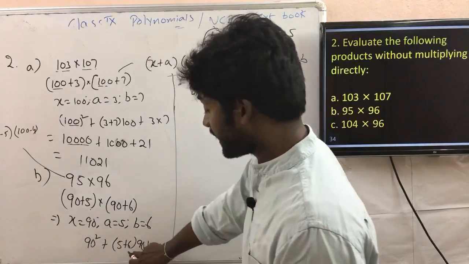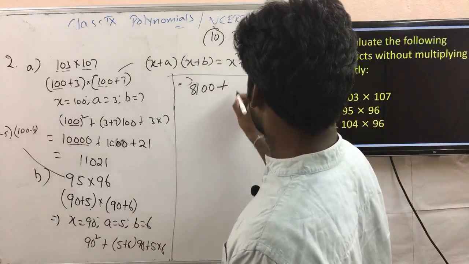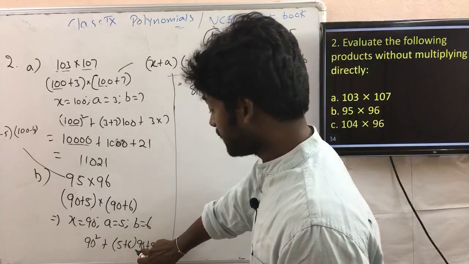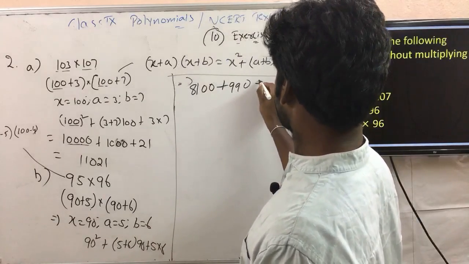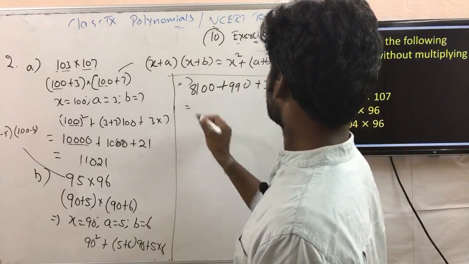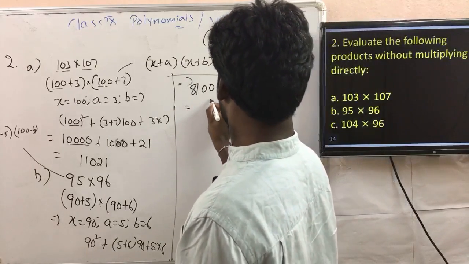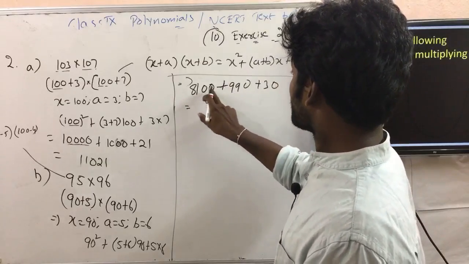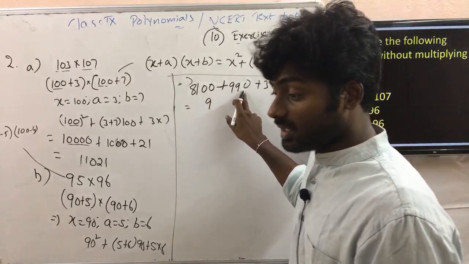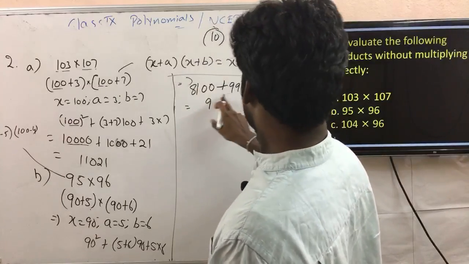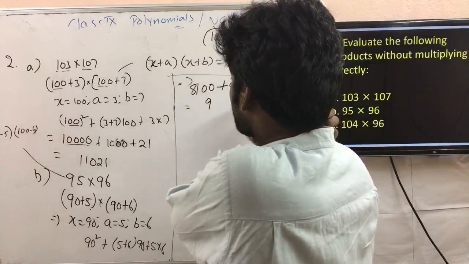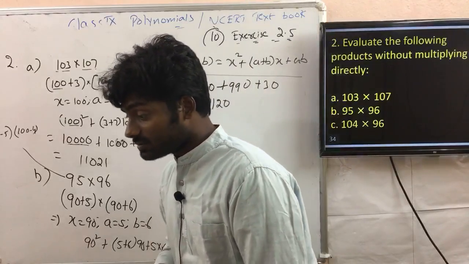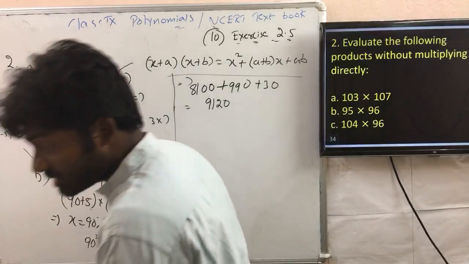11 into 90, 11 nines are 99, into 10, 990. Observe carefully, 11 into 90 means 11 nines are 99, 0 is there, keep 0, and 5 6s are 30. So on adding this, 8,100 plus 990, obviously you will get 9090, plus 30, 9120. It is 9120.